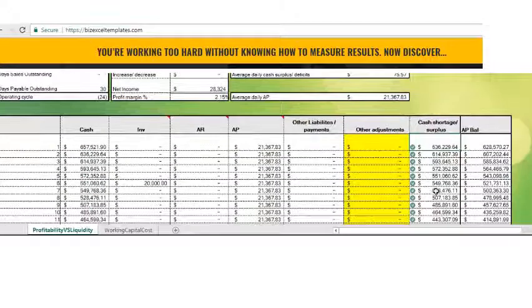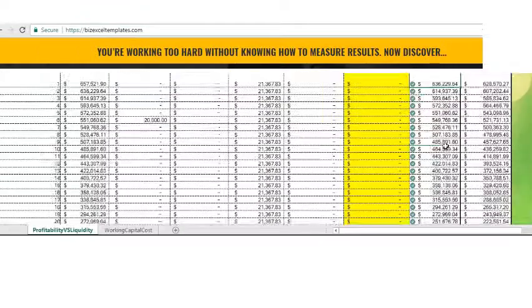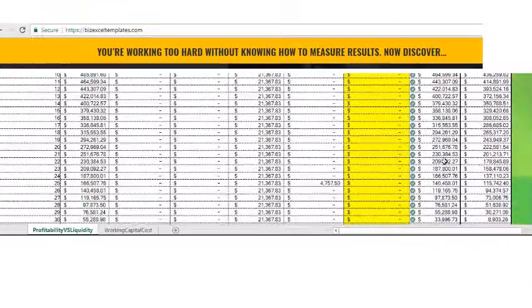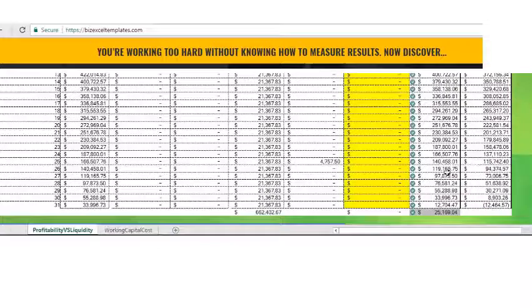So here we're looking at the daily cash surplus shortage. It's looking very, very good. For a low margin business, this is great. At the end, even after all accounts payable has been paid, he still has $25,169. For a low margin business, this is great.